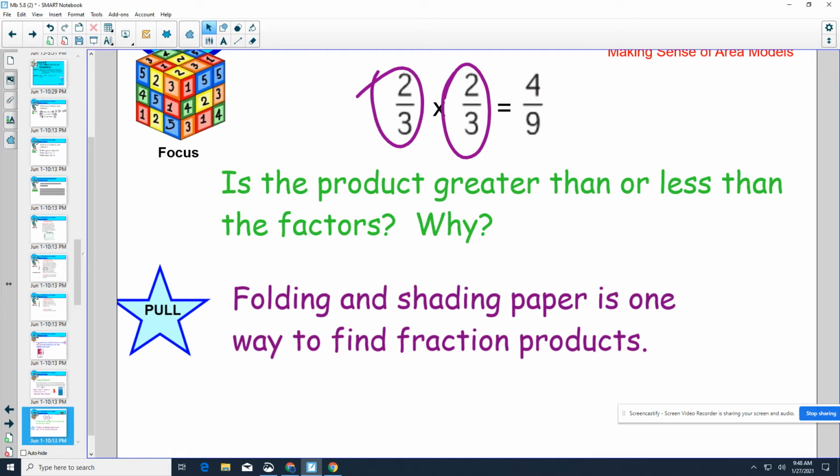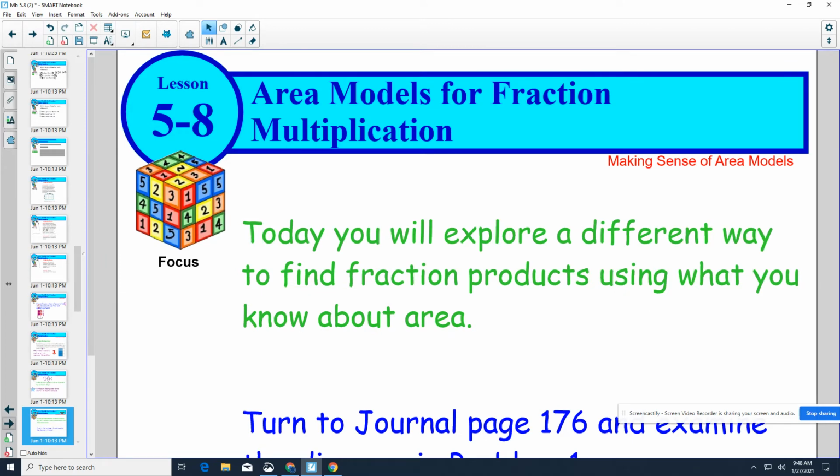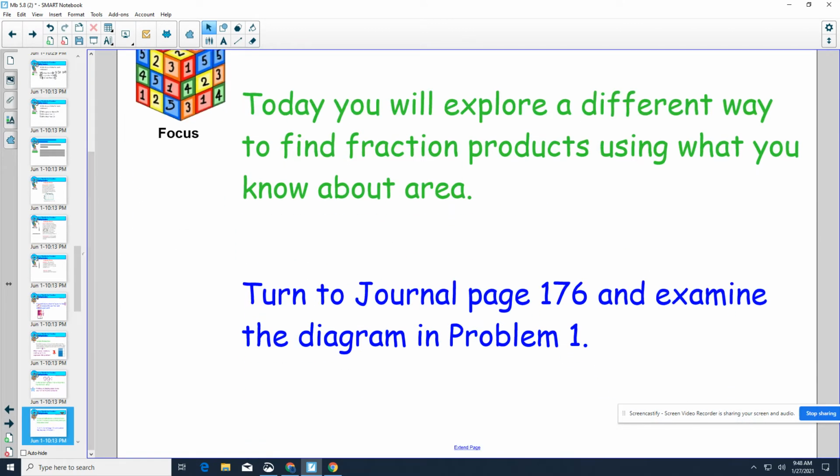Right? So folding and shading paper is one way to find fraction products. And we can also look, and I know that 2/3 is more than half of 3, and 2/3 is more than half of 3. So each factor is still greater than the product because 4.5 is half of 9. So you got to be very careful with that. So today you'll explore a different way to find fraction products using what you know about area. So turn to Math Journal page 176 and examine the diagram in problem 1.